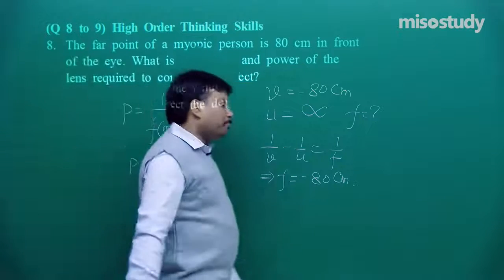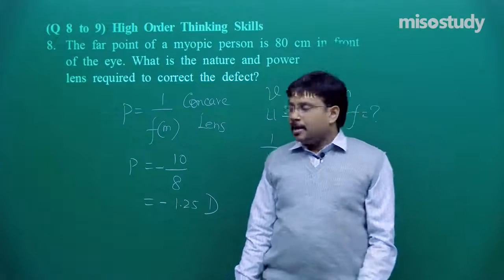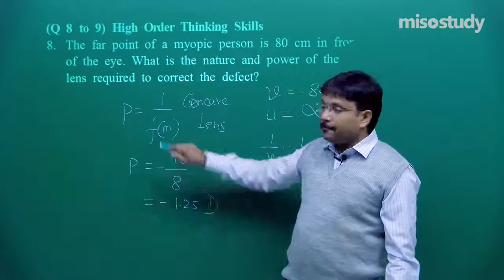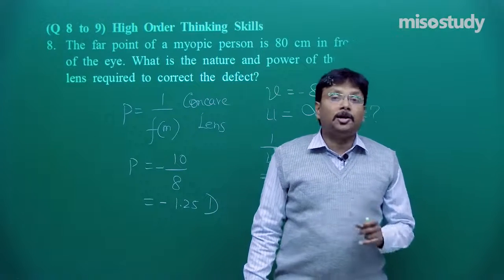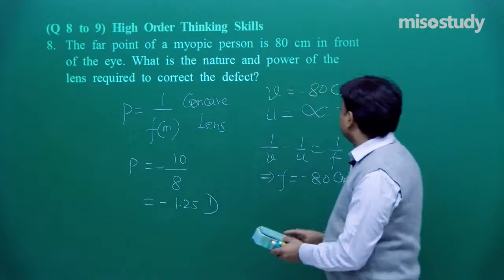So, this is a perfect question for the HOTS category, high order thinking skills. Here you have to think, conclude, then apply the formula and change the value. Converting centimeter into meter, you have to multiply by 10 to the power minus 2, that is it.